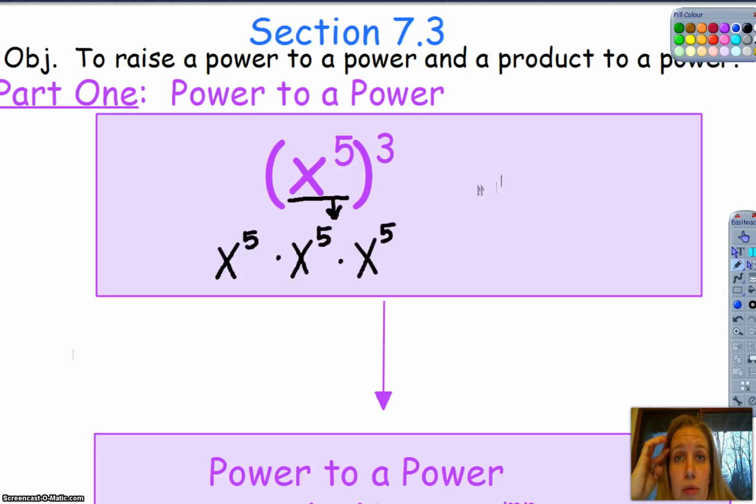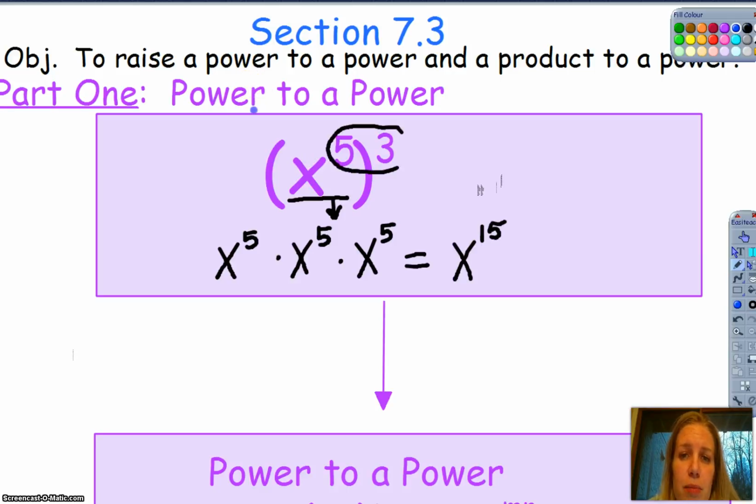Now, you should know that from the previous rule that when we have the same base and we're multiplying them, we have the product of same bases, all we have to do is add the exponents. So we have 5 plus 5 plus 5 is 15. Now, our new rule tells us how to get that fast. All you have to do is multiply these two. So it equals x, the base, to the 5 times 3, which equals x to the 15th power.